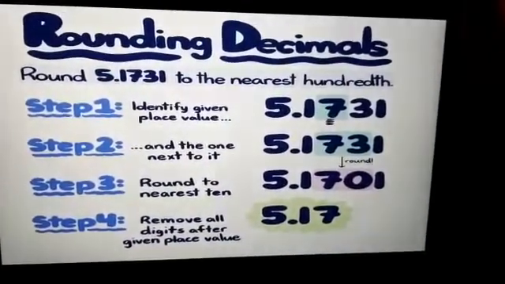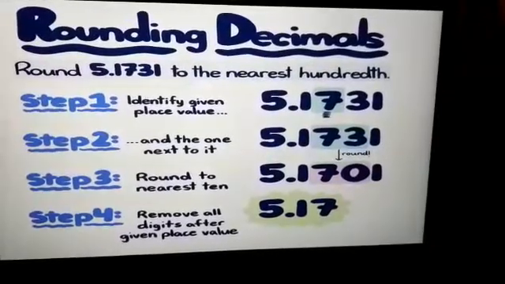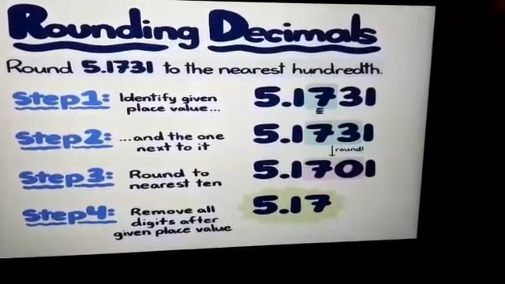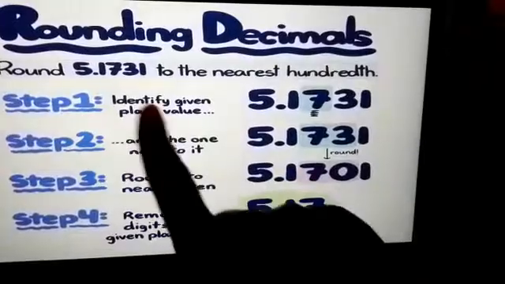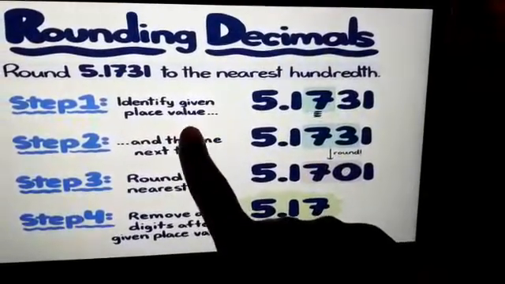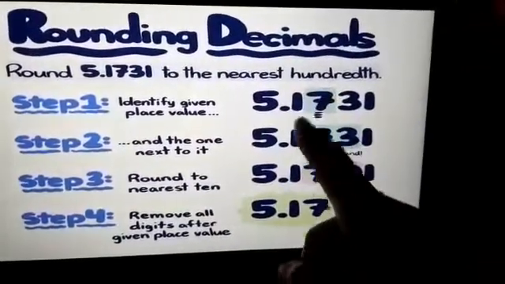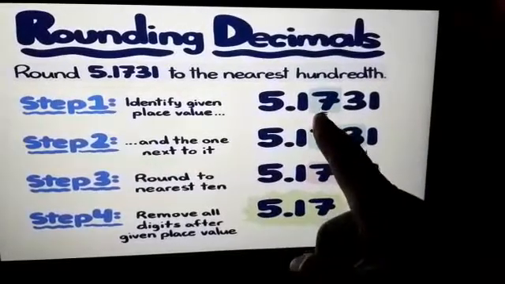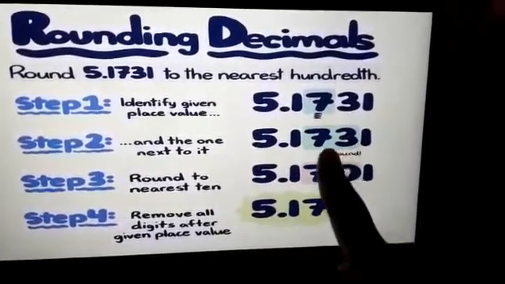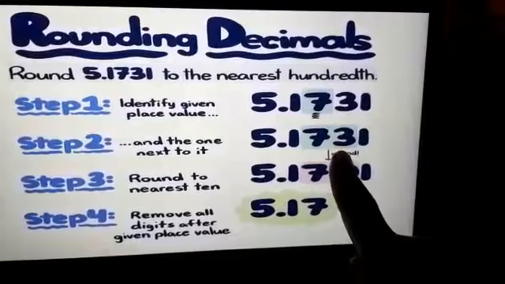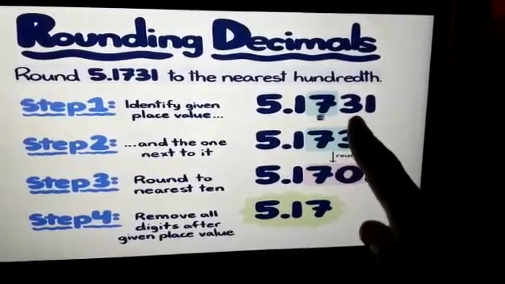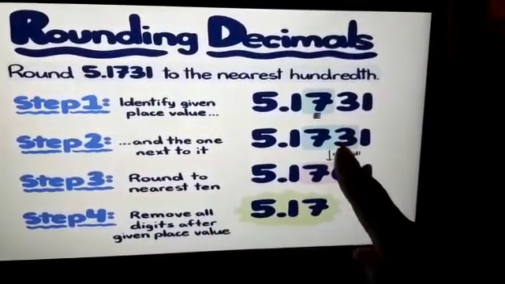So we are going to be rounding 5.1731 to the nearest hundredth. So step 1, you identify the given place value. We know that this is the hundredths column, so this is where we're going to be rounding. Then the next step, you look at the number next to that number. Okay, this is the thousandths column, and the number is 3.